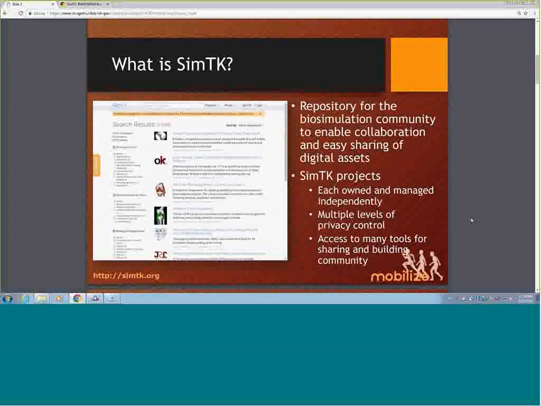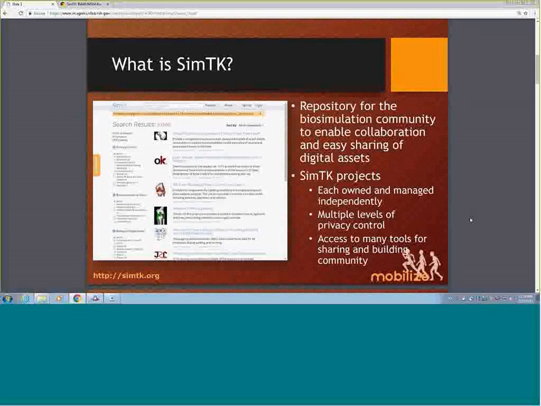We worked closely with users in the biosimulation community to develop and continue to develop the site, and we now have about 53,000 members on the site and 800 plus projects. So SimTK is based around the idea of projects, and as you can see here, here are a bunch of neat projects that are on the site. Each of these is owned and managed independently, and each project has team members associated with it. The project administrator has very fine-grained control over the permissions for each of those members, as well as for the public. So they determine who gets access to what parts of the project.